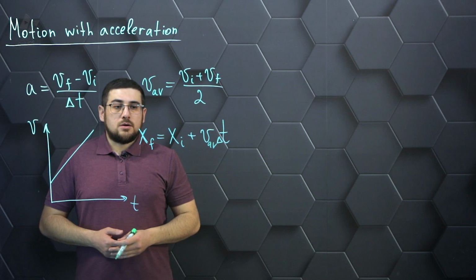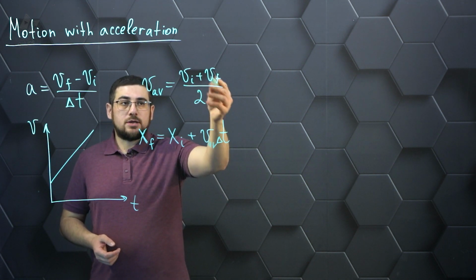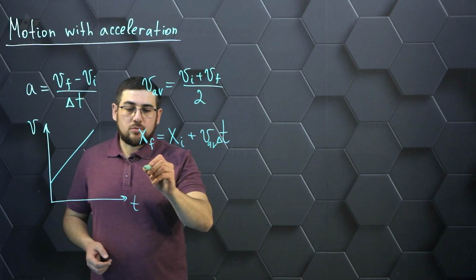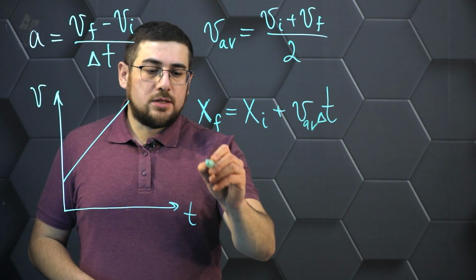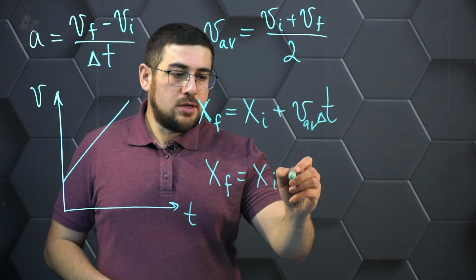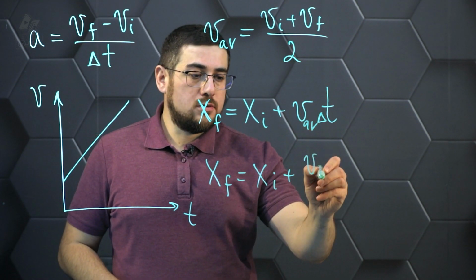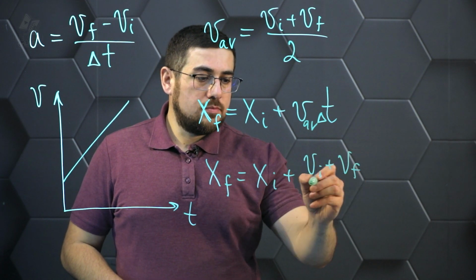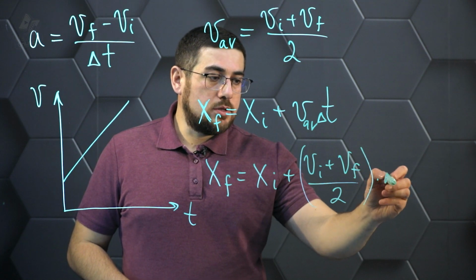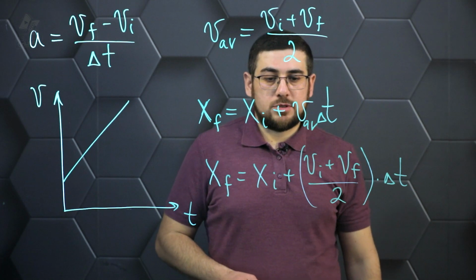What comes next in this case? We already know the definition of average velocity, so we can substitute it here, and the next step will be to simplify the resulting formula. Thus, the final coordinate will now be defined in the following manner. The initial coordinate remains the same, and we add the average velocity that we have substituted into this definition, and multiply by dt, which is the time during which this change in velocity occurred.